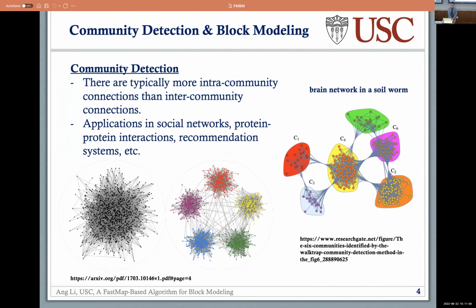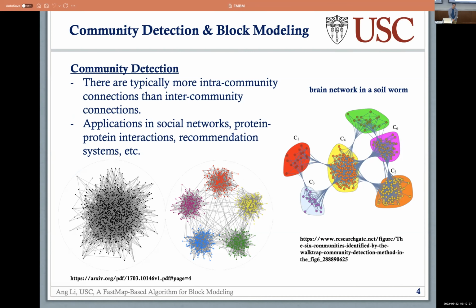Each cluster can also be called a community or a block. Within each cluster, the vertices share important similarities in the underlying graph. Community detection usually assumes that there are typically more intra-community connections than inter-community connections. And community detection has many applications, such as social networks, protein-protein interactions, and recommendation systems.